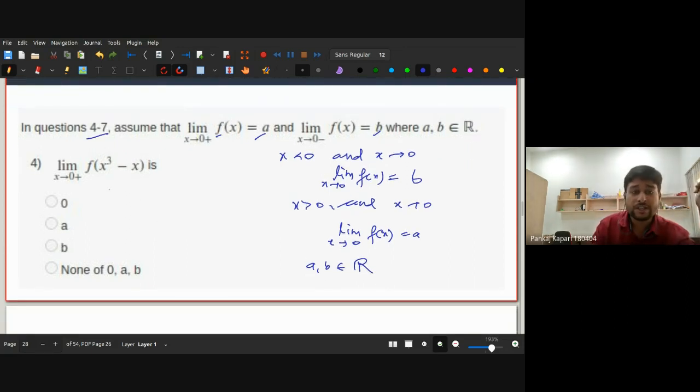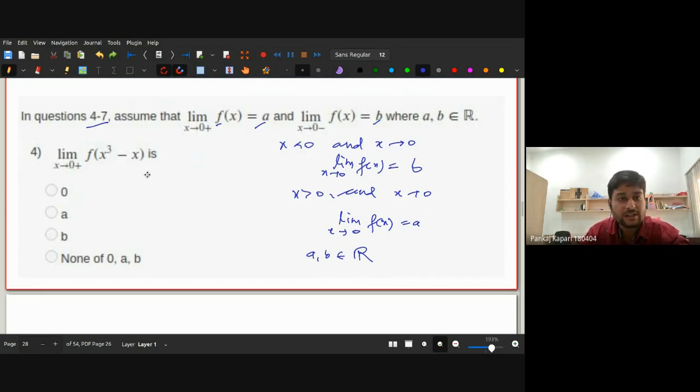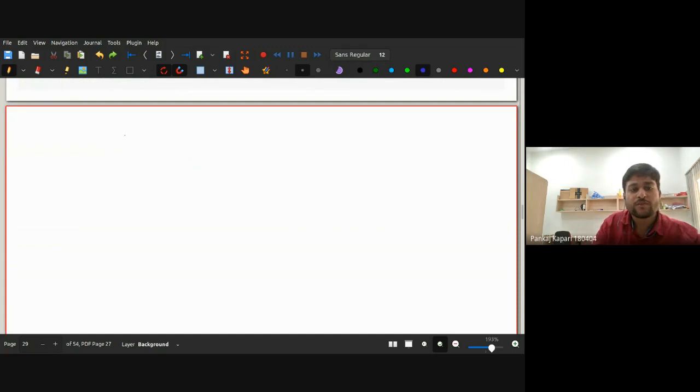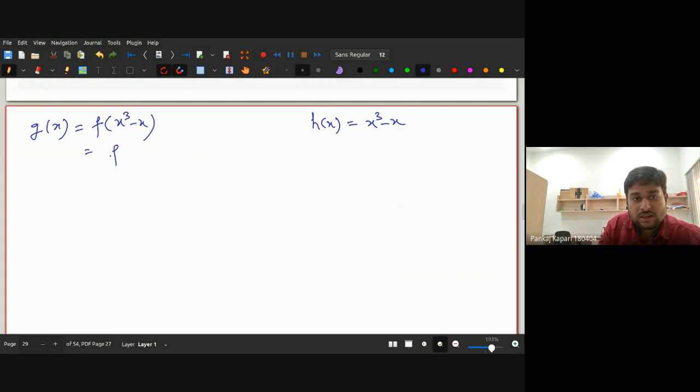And then you have to find limits of these kinds of functions. We will see that we get a lot of problems, 3 4 problems, based on these kinds of functions where you have some composition. This function is just a composition. So f of x cube minus x, this is our function. You can call it some different function g of x. But you can see that this function is a composition. How? If you take h of x to be x cube minus x, then this is just f composition h of x. So that means g is a composition of two functions, f and h.